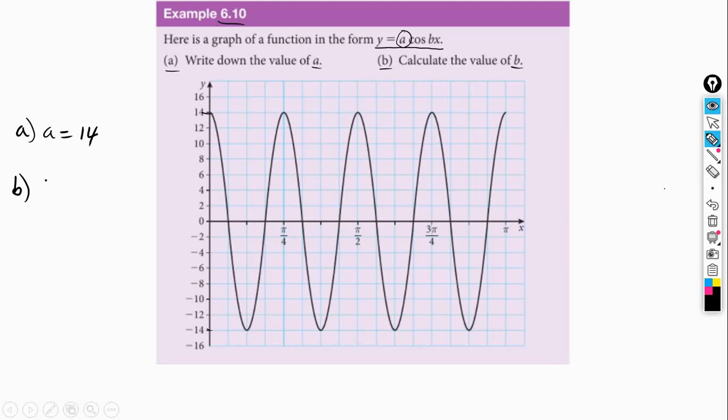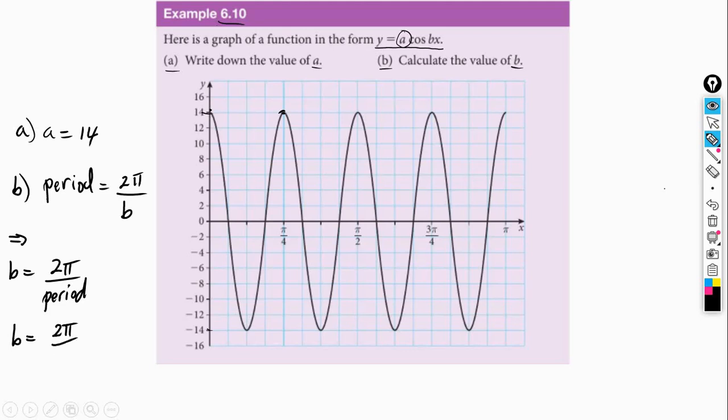Now the case for B is a little bit more complicated because B affects the period. Remember that the period for the cosine function is going to be 2 pi divided by B. So this implies that B is equal to 2 pi over the period. So if we look at the graph, notice that we start here, and when you reach the same point again, that is 1 full period. So that indicates that this function has a period of pi fourths. So that means that B is equal to 2 pi divided by pi fourths, and this is equal to 8.